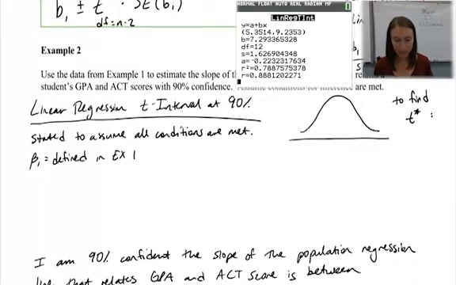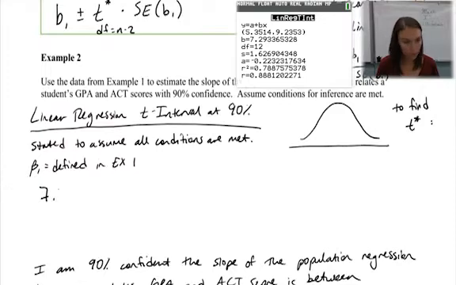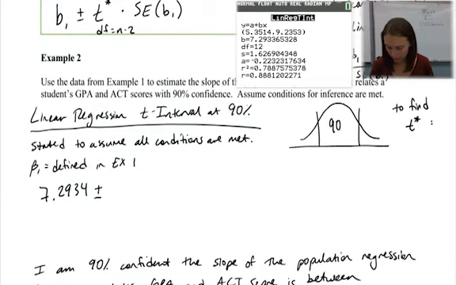Okay, now remember, we can't just write down our interval. We need to write down how to find that interval. So I have my b value, which is 7.2934 plus or minus our t critical value. To find the t critical value for a 90% confidence interval, think about it this way. We have 90% in between this value and this value in our confidence interval, which means our t critical value is going to be the t score with an area of 0.95.